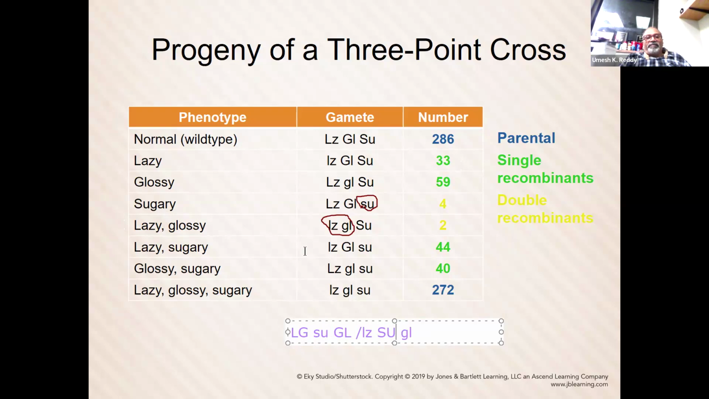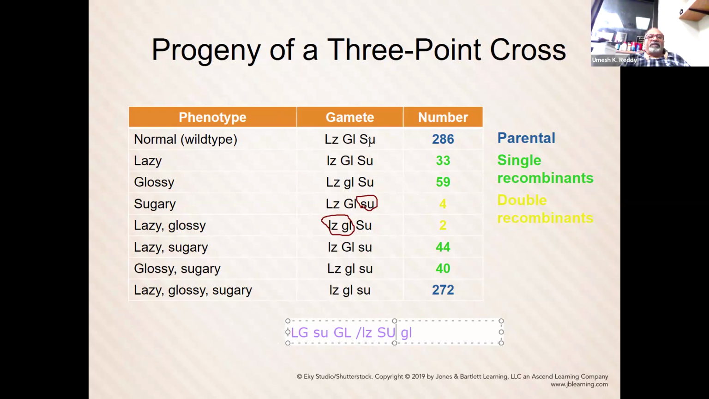And for lazy and glassy, it is recessive, whereas sugary is dominant, normal. So that tells us double recombination happened here, and sugary is in the center, and lazy and glassy are on either side. But we do not know whether lazy is on this side or this side, or glassy is on this side or this side. That part we do not know. So we can just identify with 3-point analysis.